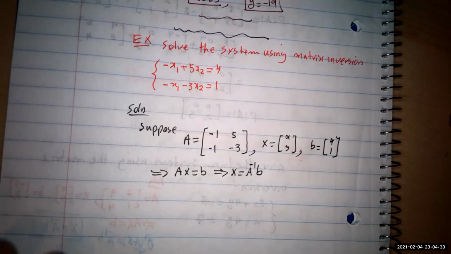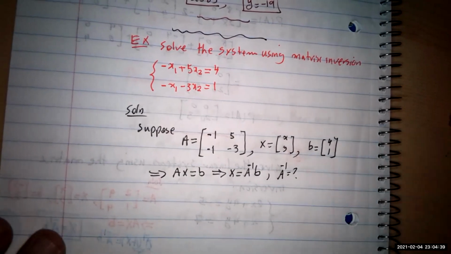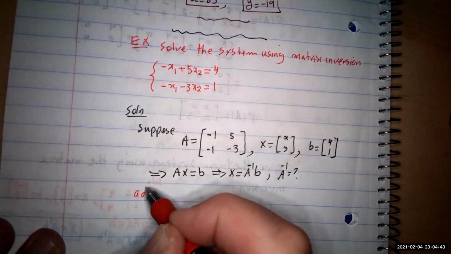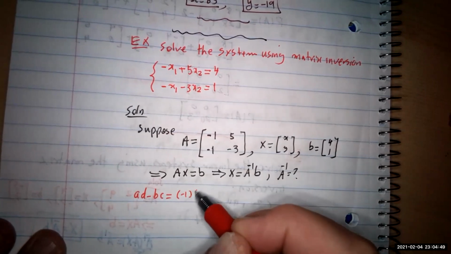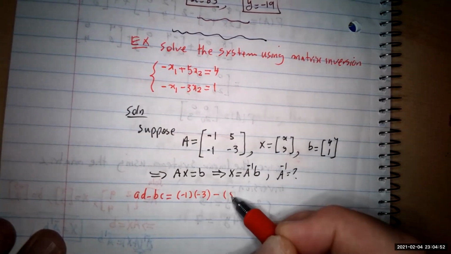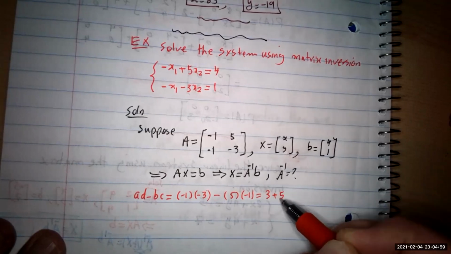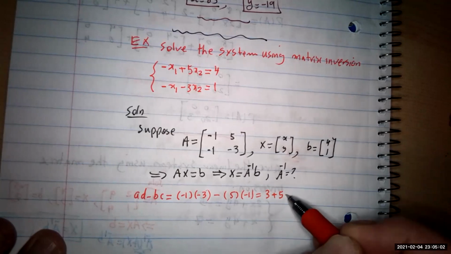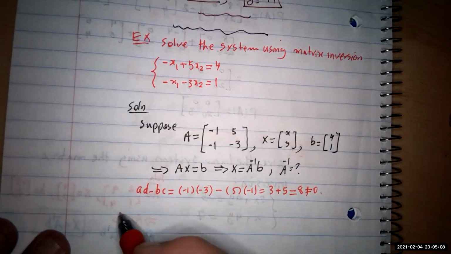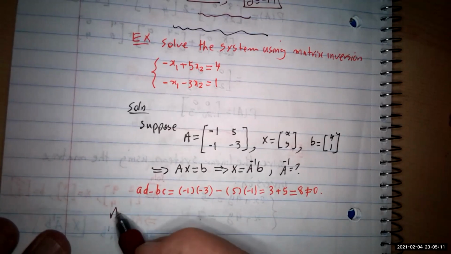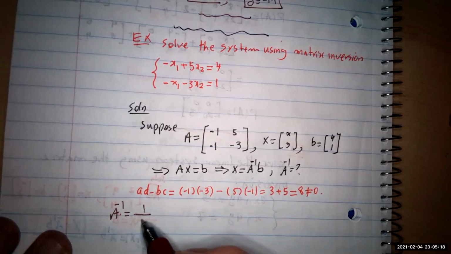So we have to find the A inverse. So what is going to be A inverse again? We get that quotient of AD minus BC, that cross product that we talked about. It is going to be -1 times -3 minus 5 times -1. So this is going to be 3 plus 5, so the result would be 8. 8 is not 0, so the inverse does exist. So the A inverse is going to be 1 over the determinant, which we will cover in future, which is 1/8.